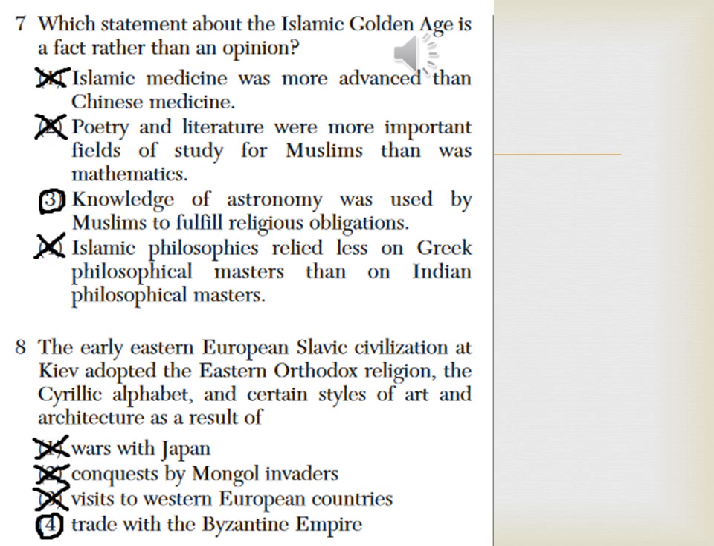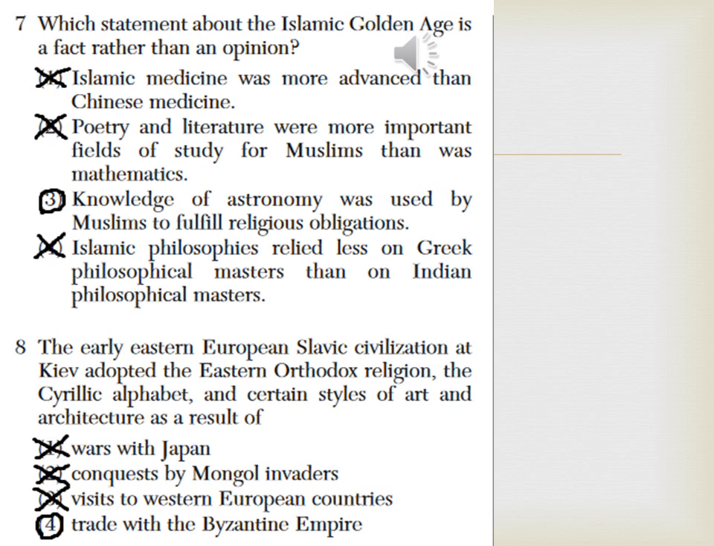Alright, is it 2, a conquest by Mongol invaders, which in fact did happen at one point in Russian history, but it has nothing to do with the question. Is it 3, visits to Western European countries? It happened later on, when Peter and Catherine visited Europe and sort of westernized Russia, but again, has nothing to do with the question. It is 4, trade with the Byzantine Empire, which heavily influenced early Slavic civilization.